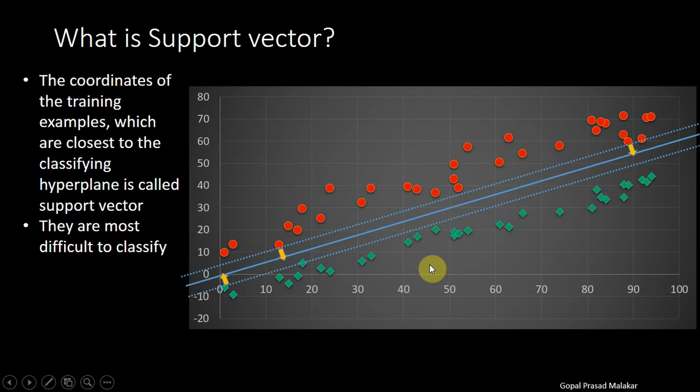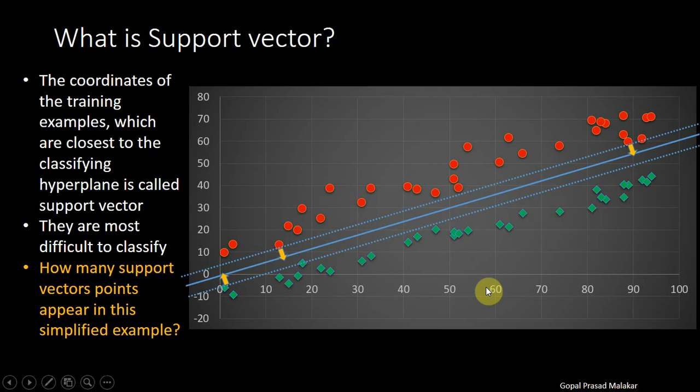If I ask you how many support vector points appear in this particular example, you can probably pause the video and try to take a look. If you look at, I will call this data point, these two data points, and this data point as support vector points. The coordinates of these points will be called support vectors.